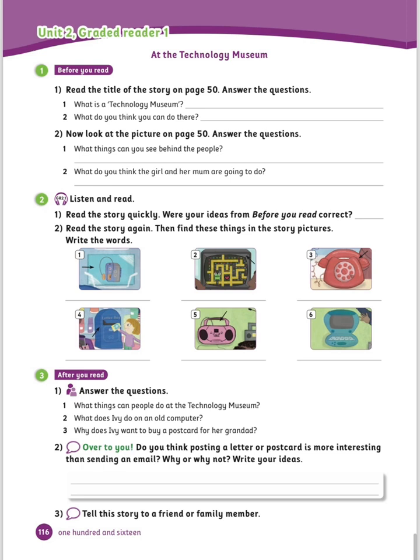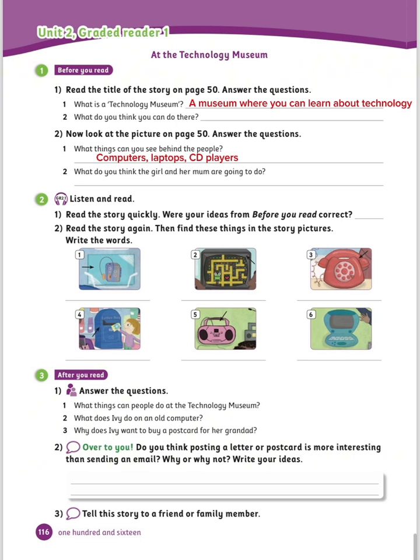Number 2, now look at the picture on page 50. Answer the questions. Number 1, what things can you see behind the people? Number 2, what did you think the girl and her mom are going to do? Let's see the answers. Number 1, a museum where you can learn about technology. Number 2, computers, laptops, CD player.